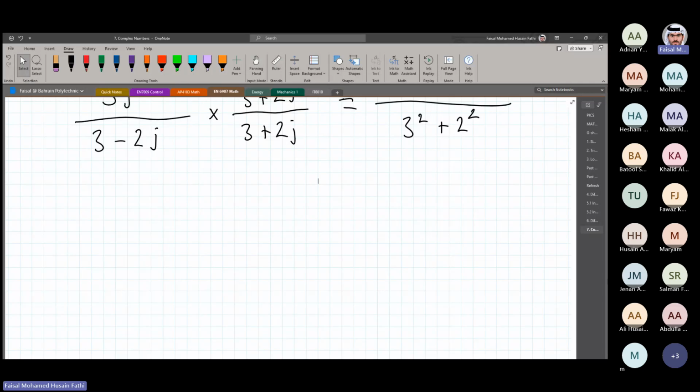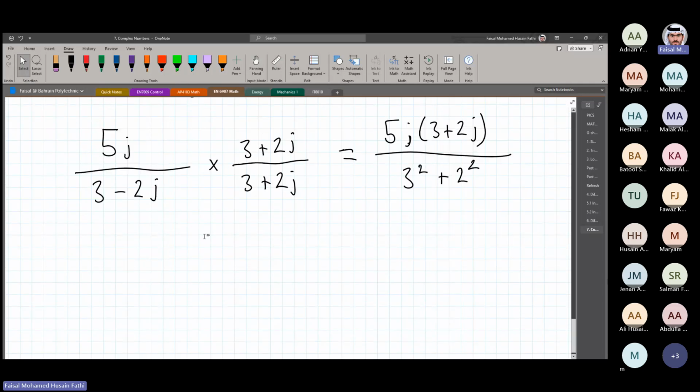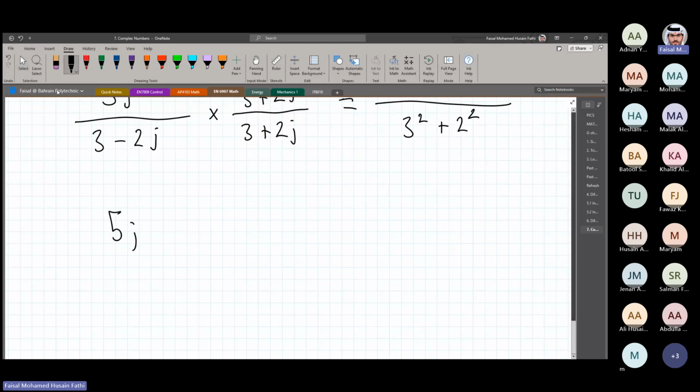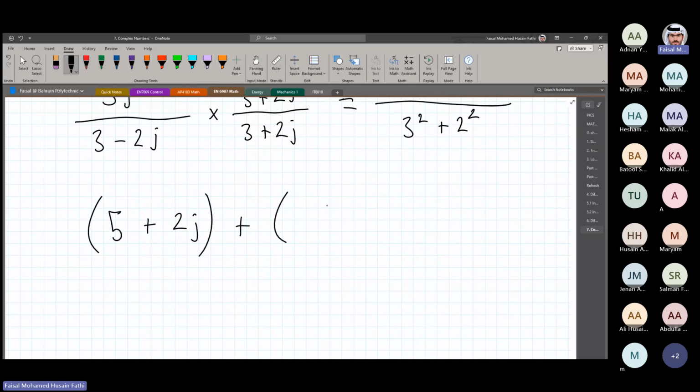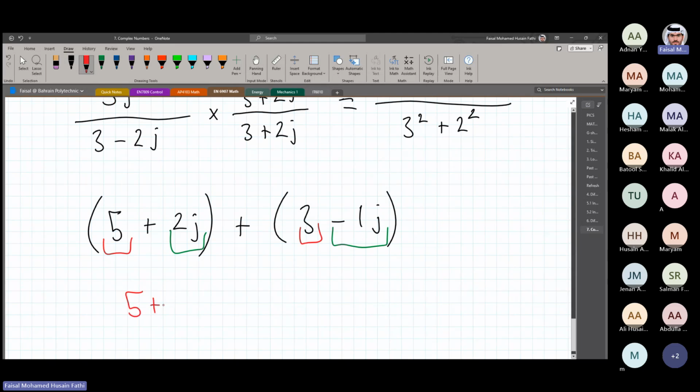Okay. What else do we need to know? Addition and subtraction is very simple. If you have 5 plus 2j, or you want to add this to 3 minus 1j or just j, you will add the real parts together and the imaginary parts together, and that's it. So simply we will have 5 plus 3, plus 2j minus j. Then minus 1j here. Plus minus becomes minus. That's it.